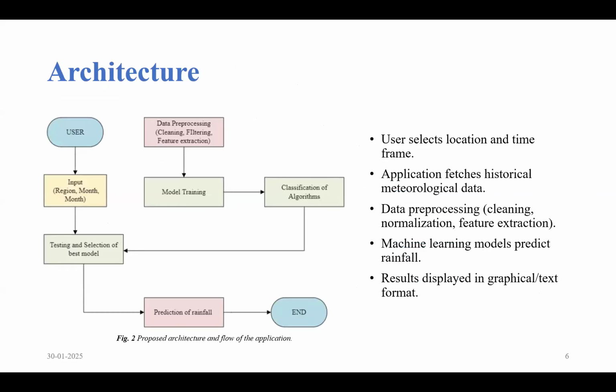This is the workflow of our rainfall prediction system. First, the user selects a location and time frame. Then the system fetches historical meteorological data, and after that, data pre-processing is performed. The machine learning model predicts the rainfall. Then results are displayed in a graphical and also in a numerical format. The system can be integrated into an Android or web application for practical use.